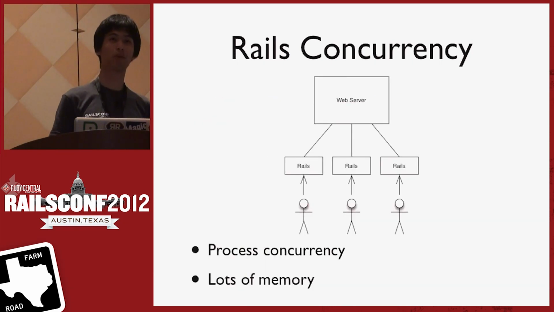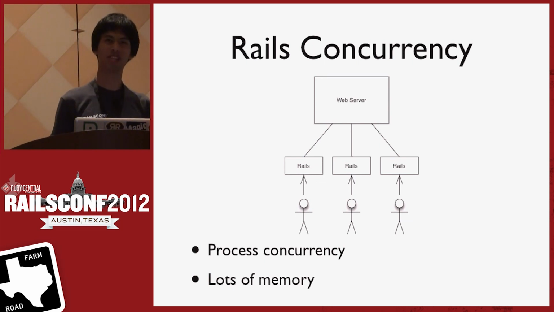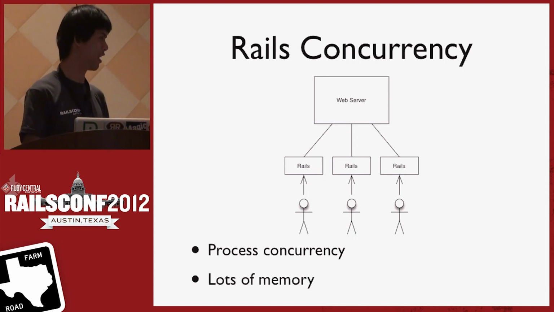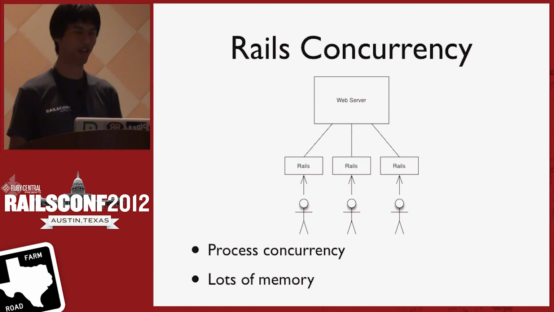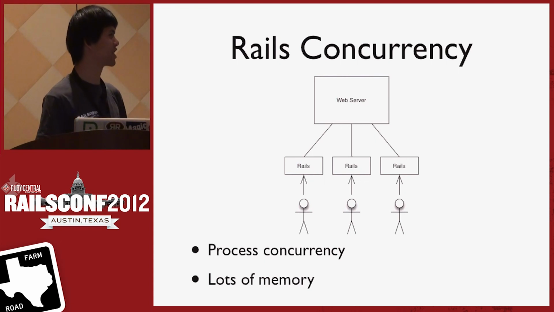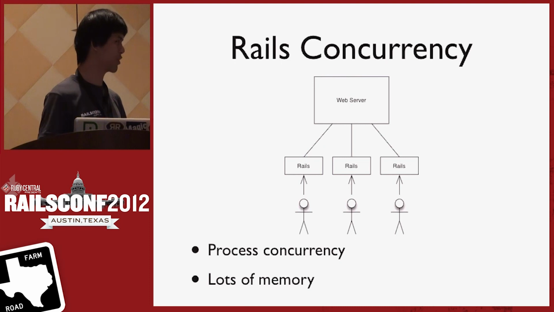And the way we deal with this today is to get any form of concurrency, we start up a bunch of Rails processes to handle multiple concurrent users. So if you're using Passenger with a bunch of workers or Unicorn with a bunch of workers, this is basically what you're doing, right? You're saying each of these Rails processes is going to handle one request. So we're relying on process concurrency, which works fine.